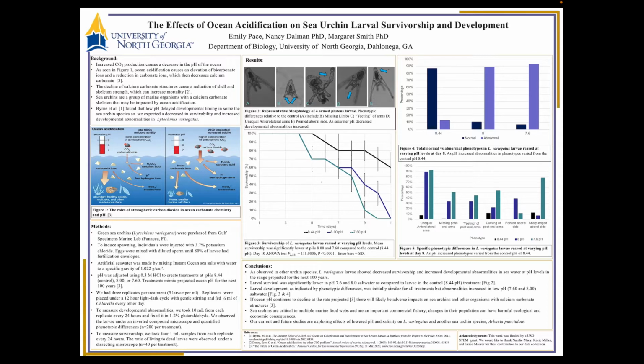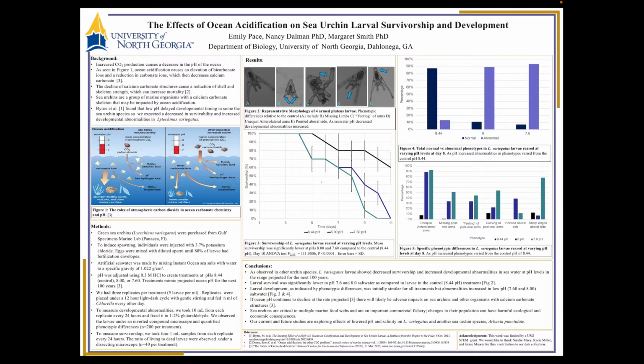Carbonate ions are important for organisms that use calcium carbonate for their shell and skeleton. Sea urchins are one of the marine organisms that have a calcium carbonate skeleton and may be impacted by ocean acidification. Sea urchins are important in many marine food webs and are important economically because they are used in commercial fisheries.